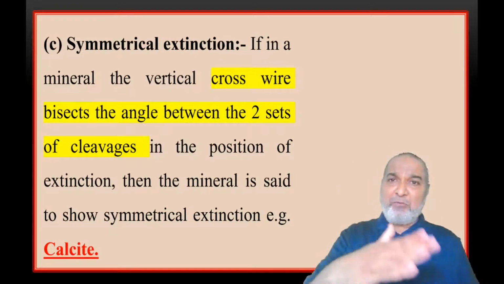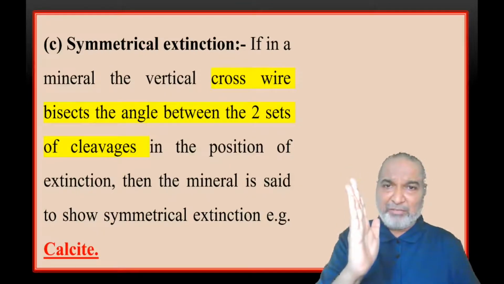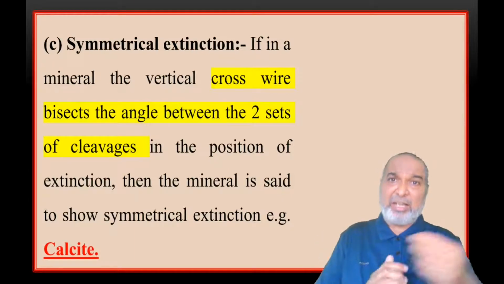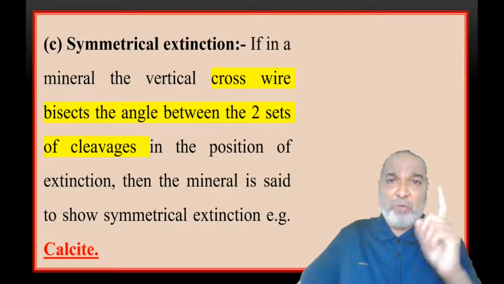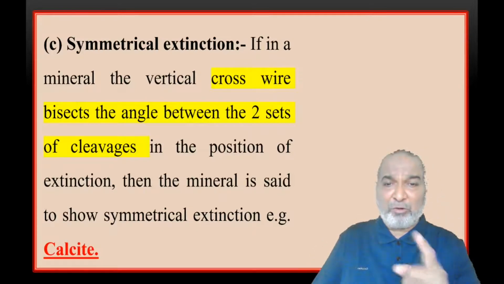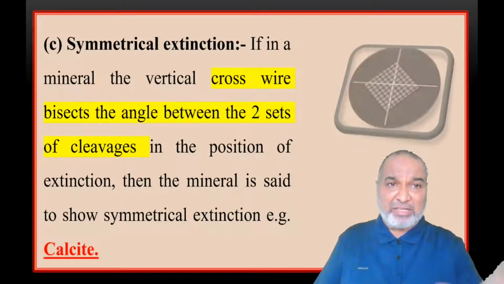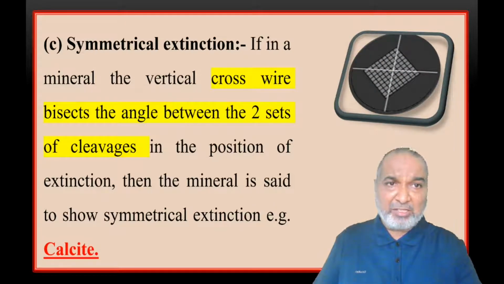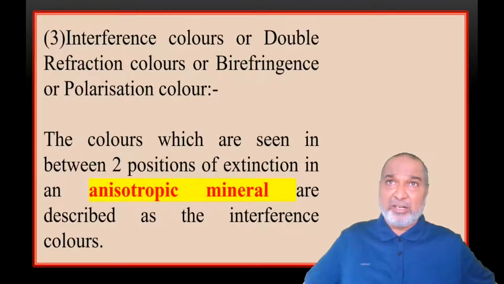So what you have to do now? Make one of the cleavages parallel to the vertical crosswire in plane polarized light. Insert the analyzer and slowly rotate till the mineral becomes dark. Once the mineral becomes dark, take out the analyzer. Now see your position. The two cleavages will be exactly bisected by your vertical crosswire as well as your horizontal crosswire. That is the symmetrical, and this is the diagnostic property of the calcite mineral. You can see now the two sets of cleavages are exactly bisected by the vertical as well as the horizontal crosswire. Come to the next one: the interference color, double refraction color, birefringence, or polarization color.